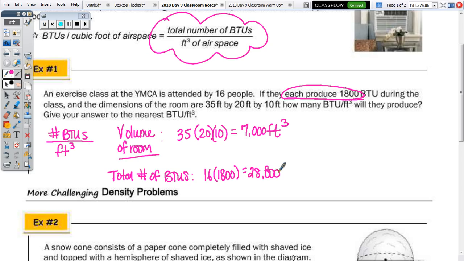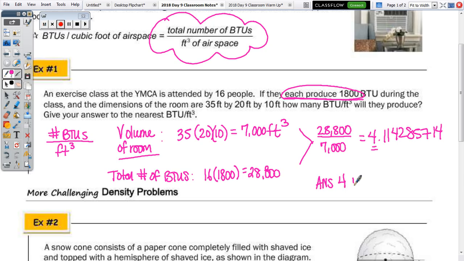28,800. So now my ratio of BTUs per cubic foot, putting it together, would be 28,800 divided by 7,000, and it's 4.11428574. Rounding to the nearest BTU per cubic foot, so the nearest whole number, the answer is 4 BTU per cubic foot.